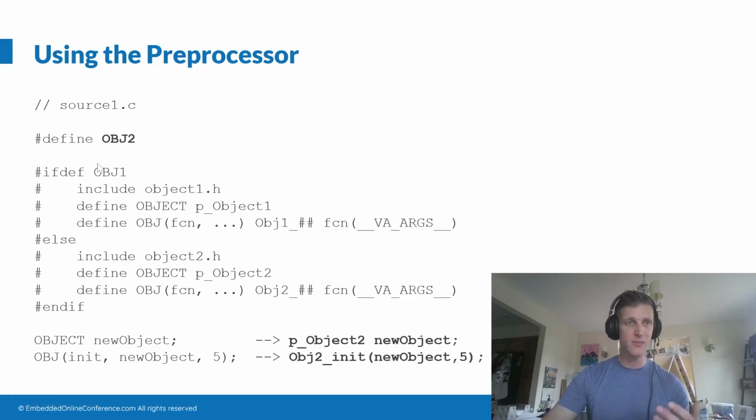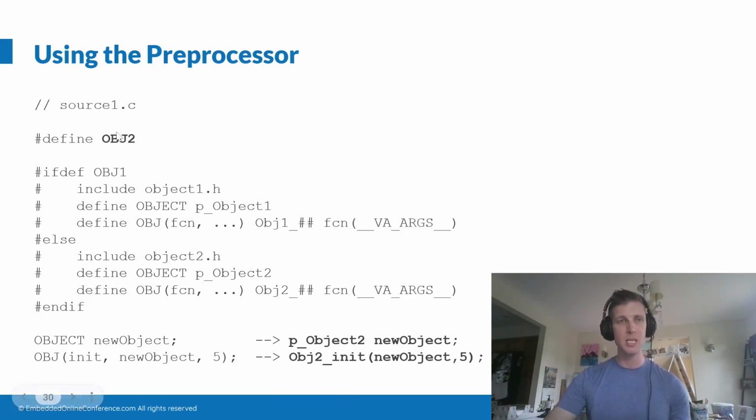If I instead define object2, then the same code gets preprocessed using these lines, so everything changes to the object2 version. So I can, at the top of my source file, define object1 or object2 to change how I want this generic object to be processed by the preprocessor. Now, the only hiccups, of course, are that the functions have to abide by this naming syntax in order for these macros to work.